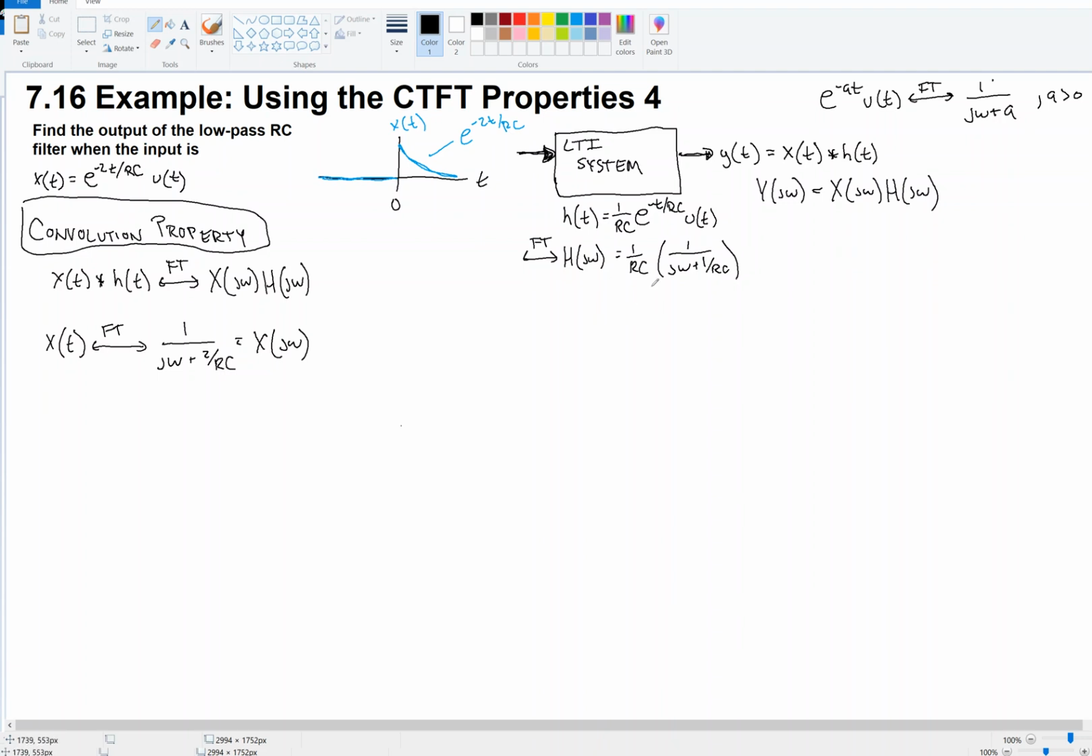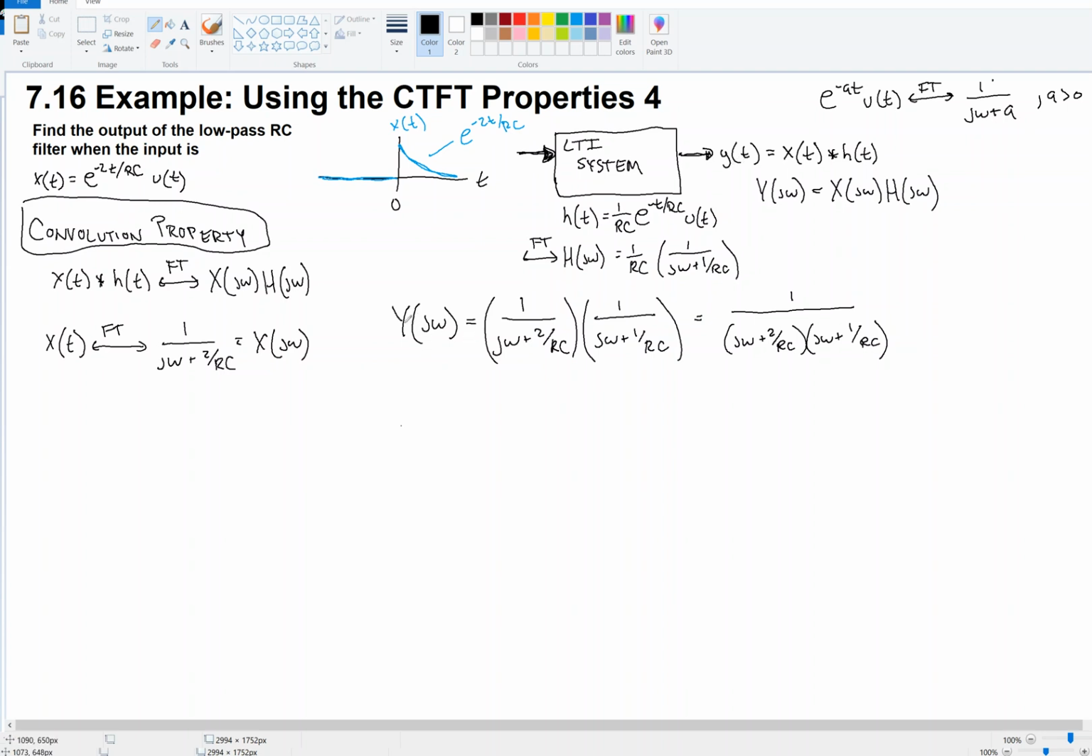So if I wanted y, then all I have to do is Y of j omega is equal to the multiplication of those two things. So this is 1 over j omega plus 2 over RC, that's X, times the frequency response, 1 over j omega plus 1 over RC. And the common denominator is the two terms multiplied together. Like this.